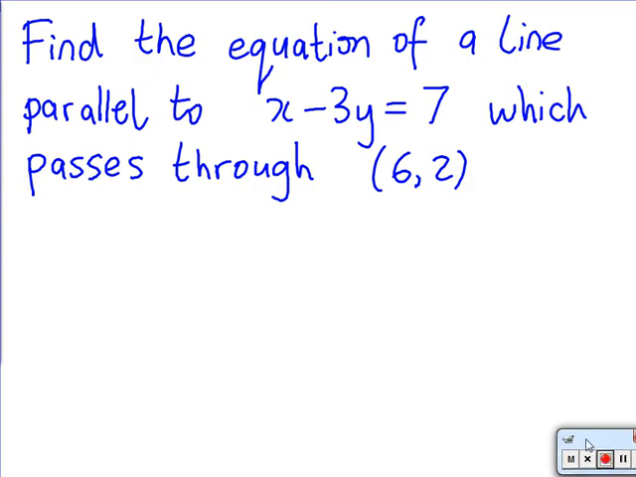Hello. A couple of examples for you, just as a little help towards this homework. First question then, you can read it there. Find the equation of a line parallel to that one, which passes through that point.